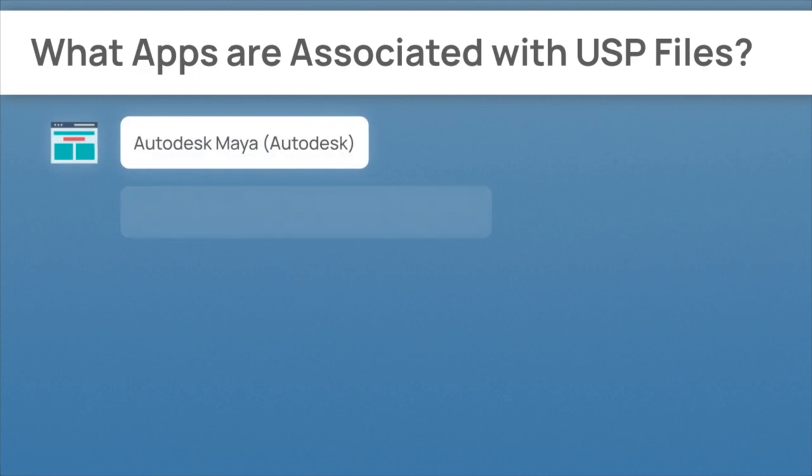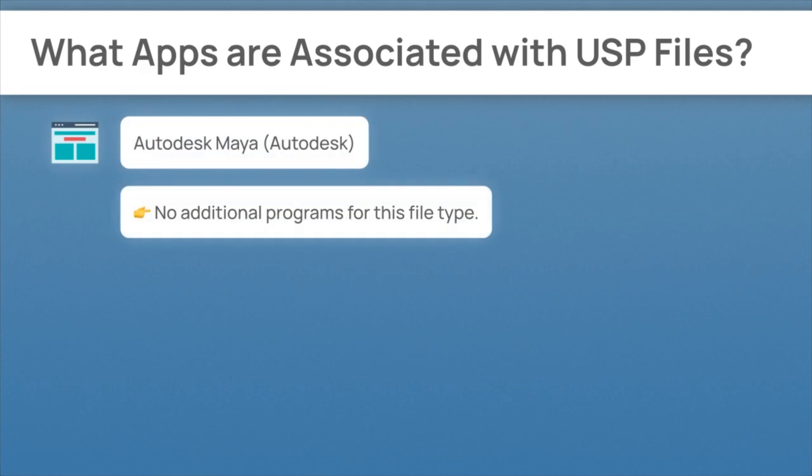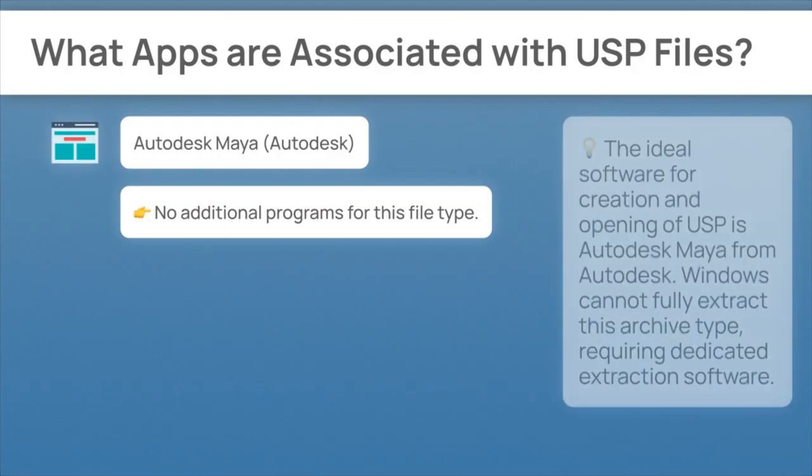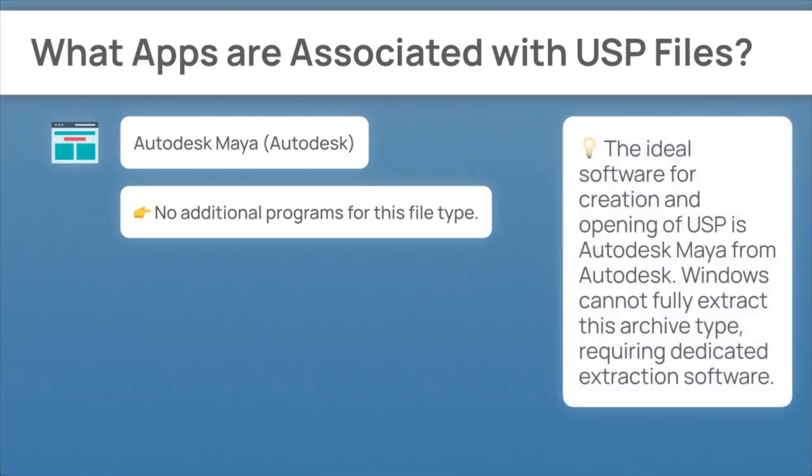The most widely recognized opener for USP is unequivocally Autodesk Maya from Autodesk. Windows cannot fully extract this archive type, requiring dedicated extraction software. Windows may show only thumbnails or metadata, so full inspection must occur in compatible CAD software.